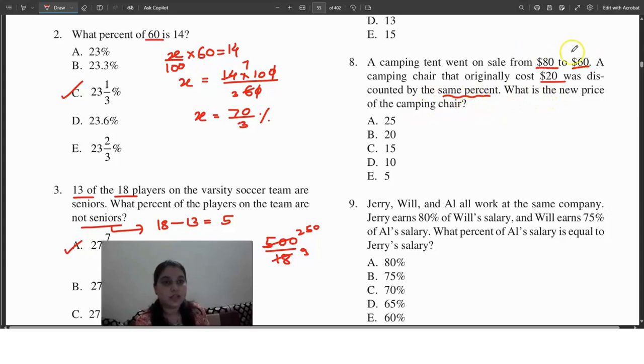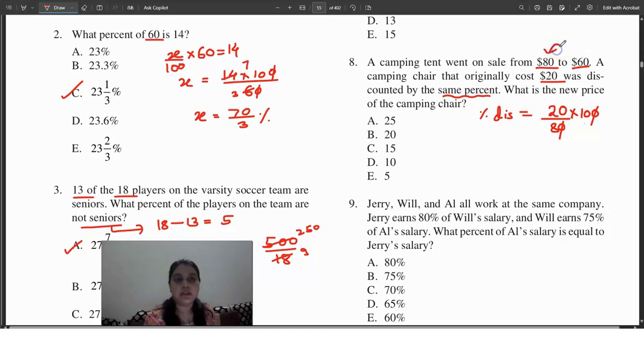So first we have to find the discount percent. Discount percent will always be the discount upon whatever the mark price was, that is, the original money, multiplied by 100. So 80 minus 60, that is $20. Percentage discount is equal to 20 divided by the mark price, or whatever the original cost was, 80, multiplied by 100.